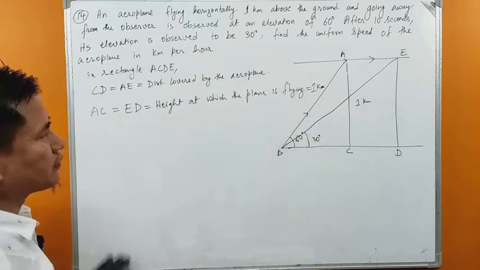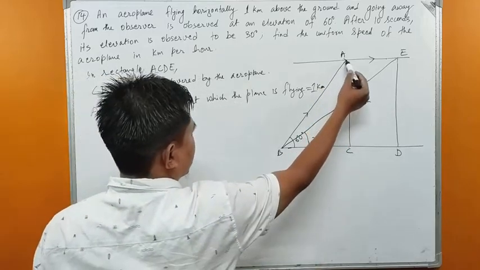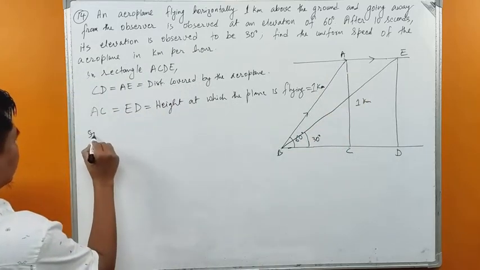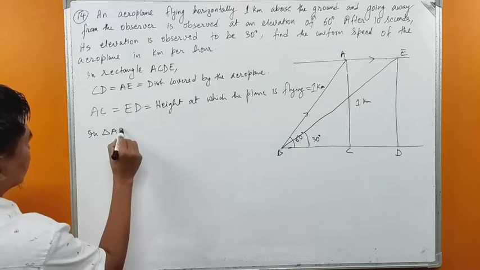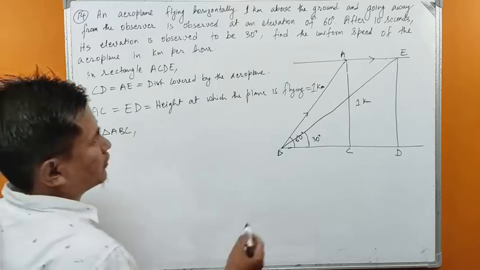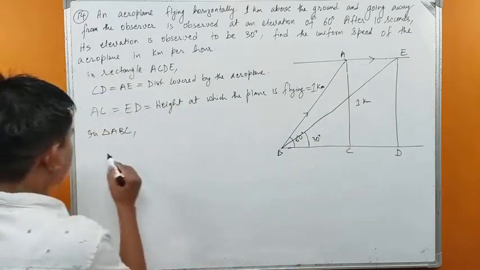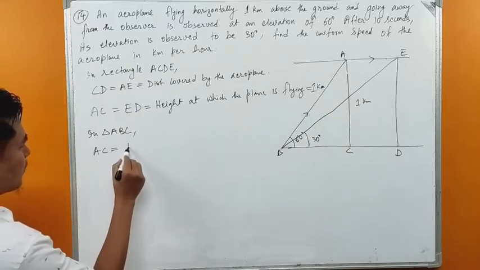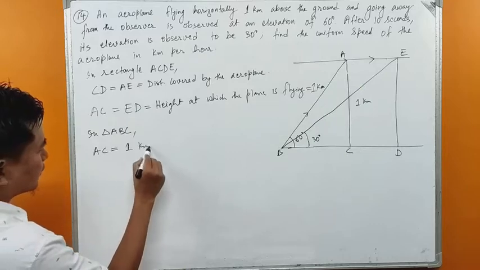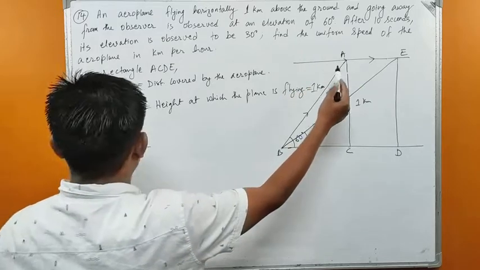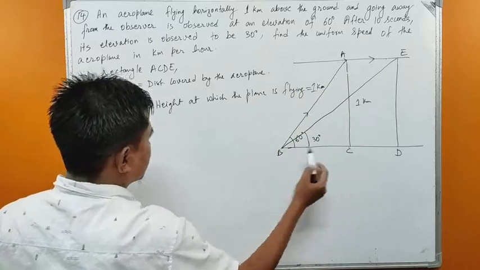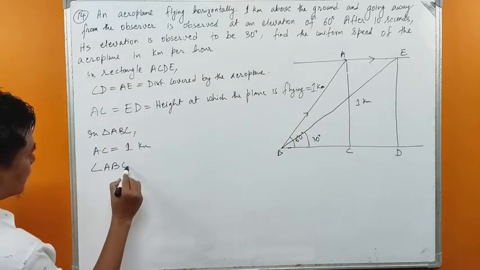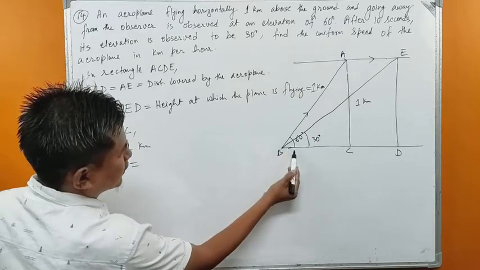Now let us first talk about this triangle. Okay, triangle ABC. In triangle ABC we have AC equals the height at which the plane is flying, that is 1 kilometer, isn't it? And angle ABC equals 60 degrees, isn't it?